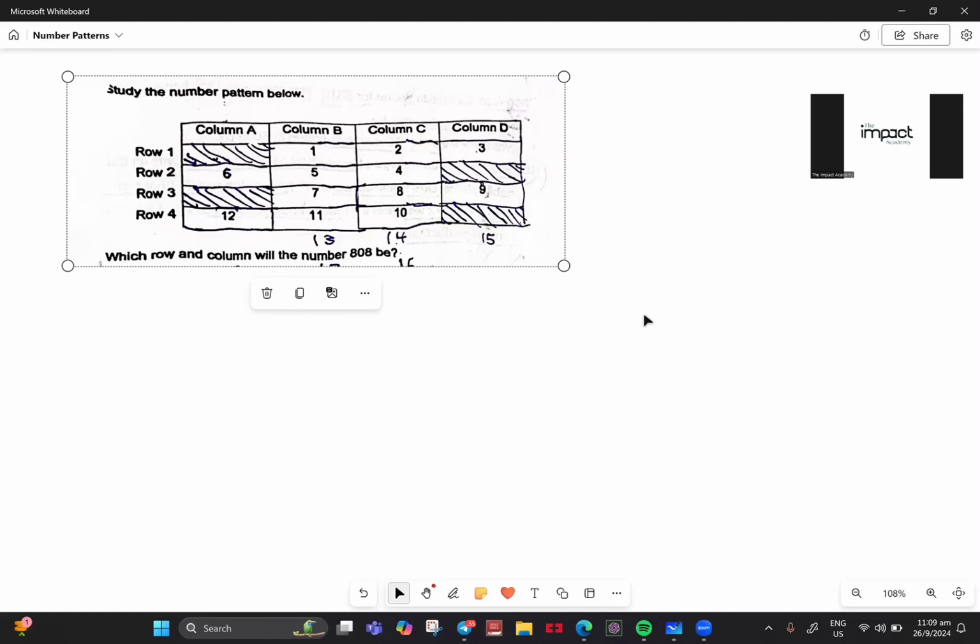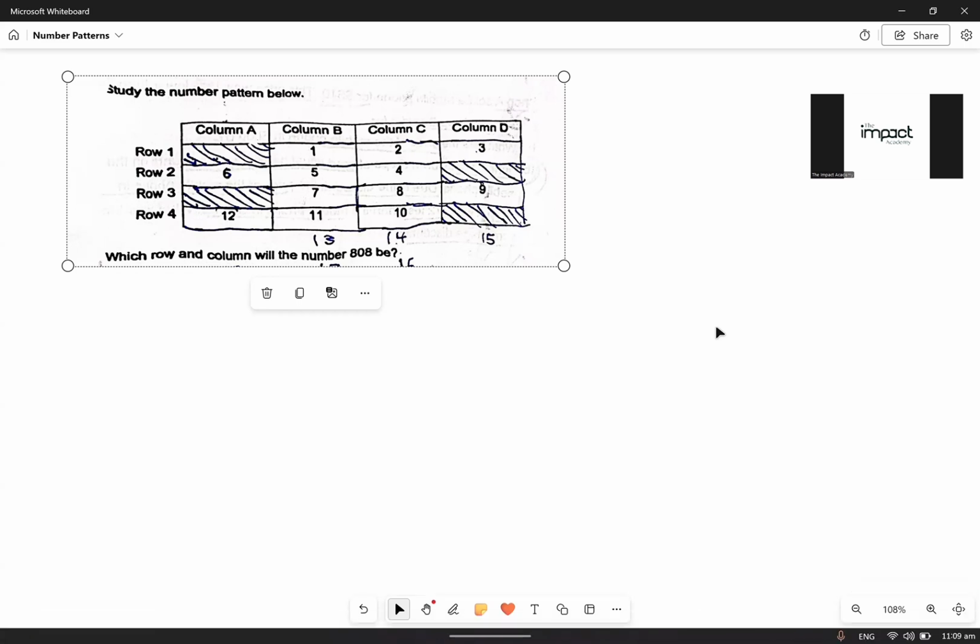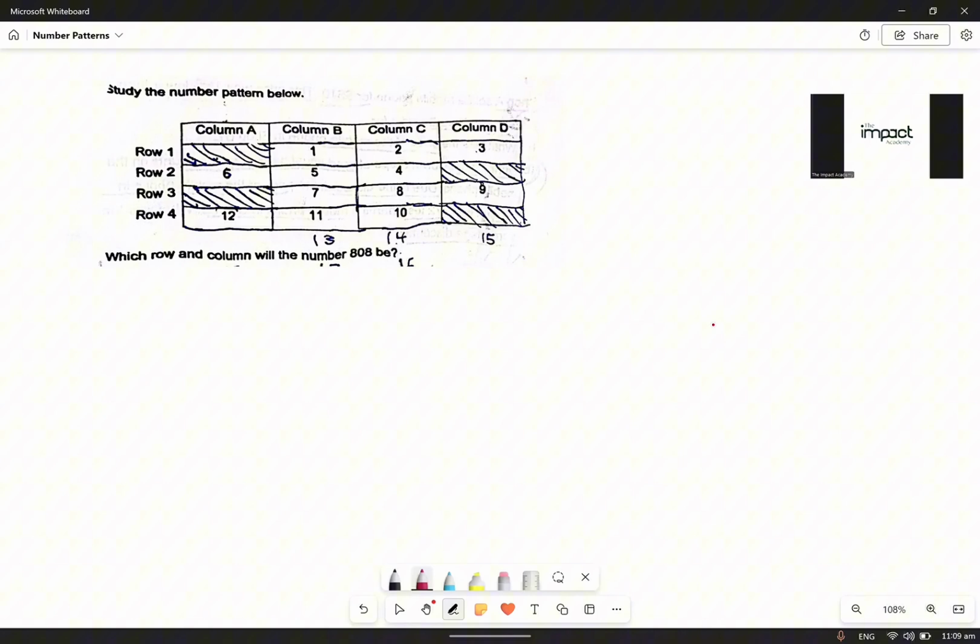Today we are looking at a question like this. Now, for a question like this, it will always be in section A, okay? So yeah, you want to see, right? Over here it says, which row and column will the number 808 be? Now we're going to look at each column.